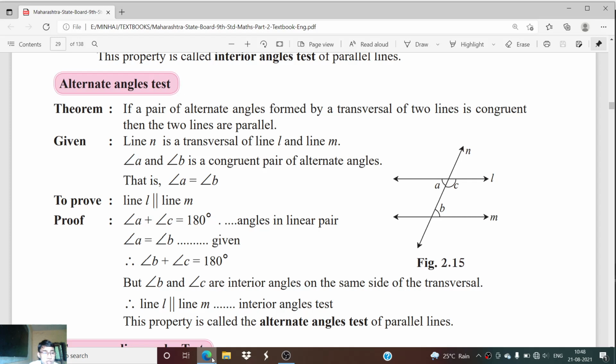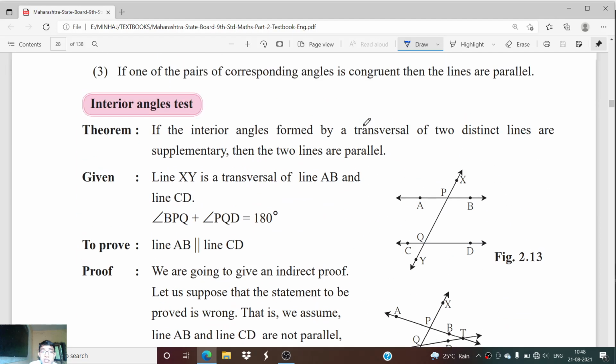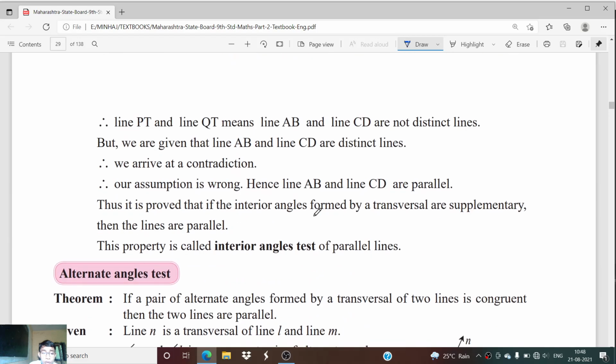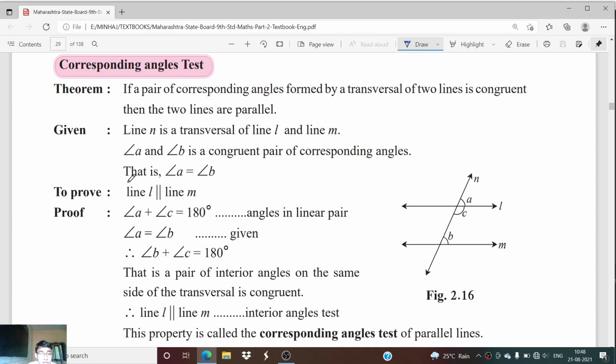In this particular lecture, we are going to see the two tests by which we can identify whether the given lines are parallel or not. In the previous lecture, we have seen the interior angles test. Now, in this lecture, we are going to see the alternate angles test and the corresponding angles test.